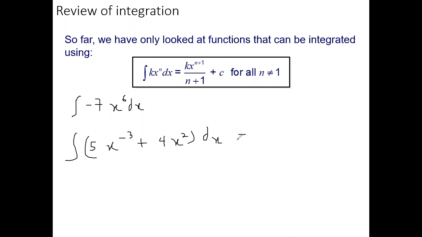Let me give you a clue on the second one. It's the same as the integral of 5x raised to the power -3 dx plus the integral of 4x squared dx. So find the integration for me. Integrate both of them for me. I've given you a minute to do it.